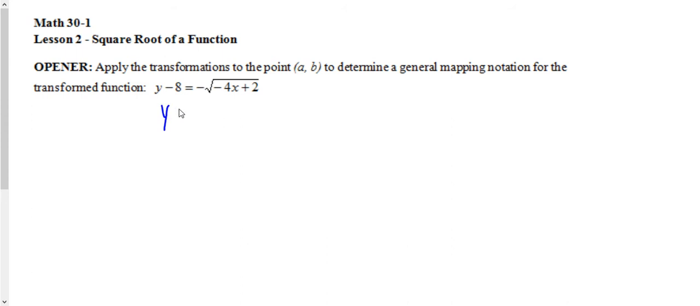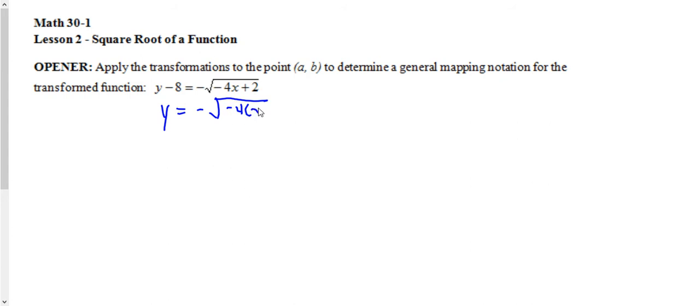So I have y equals negative radical symbol. That 8 is going to be at the end of this radical. But this radical here, I need to do one extra step. I need to factor out a negative 4 because I need a b value by itself. So I have a negative 4 right there.